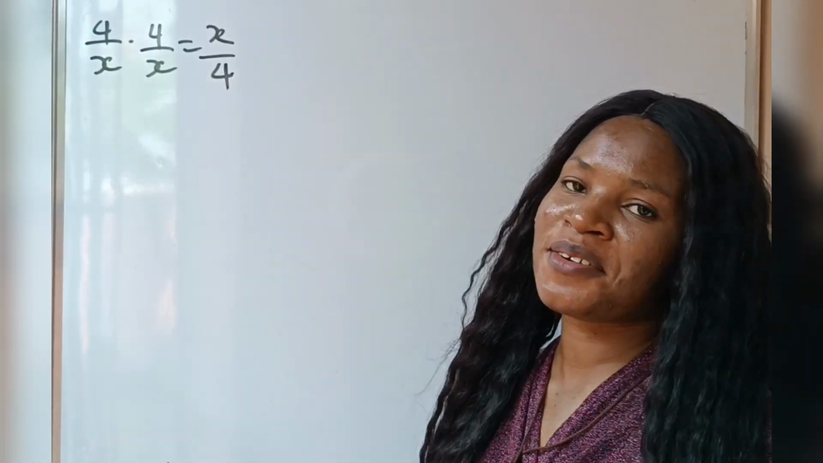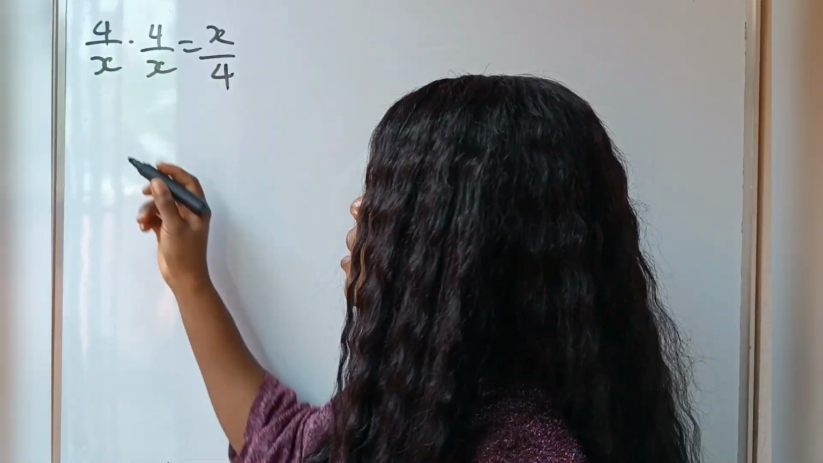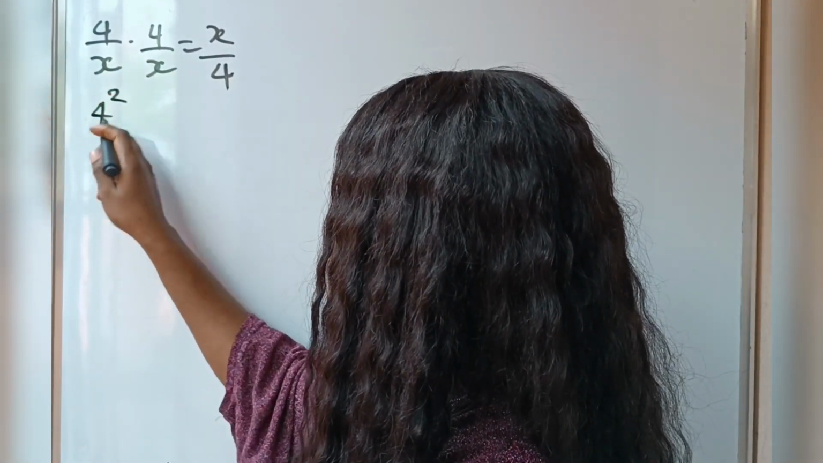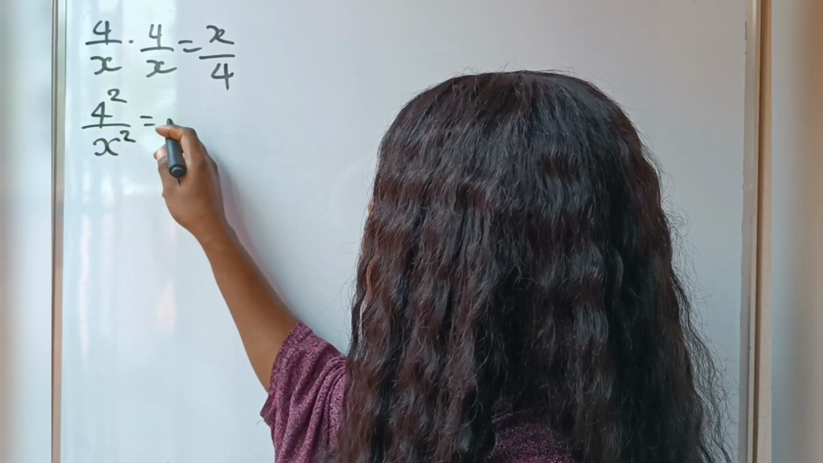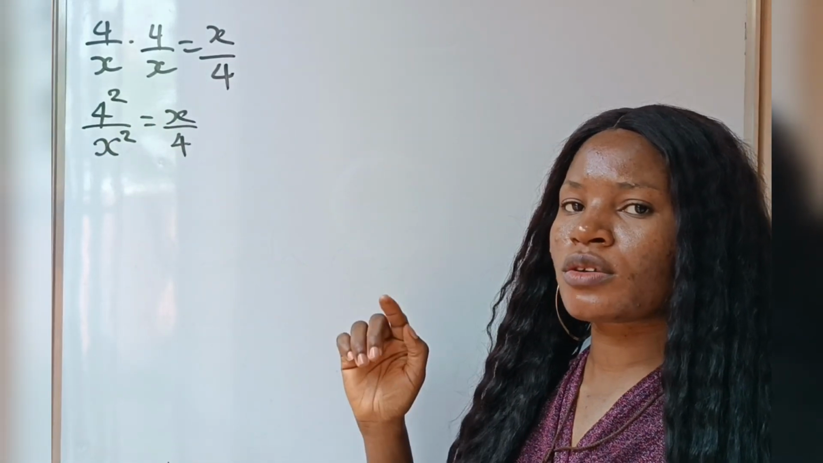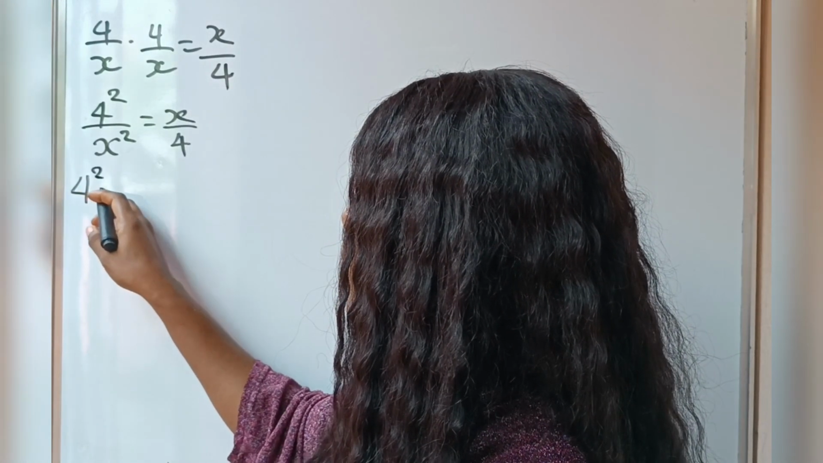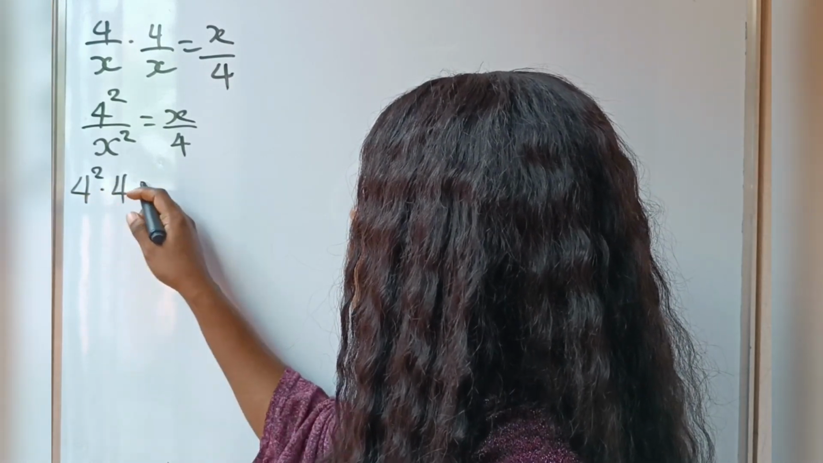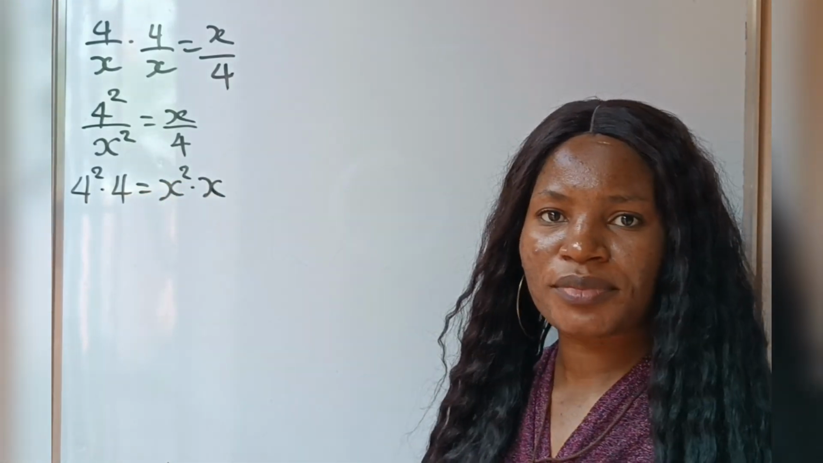Let's solve for the value of x. Okay, 4 times 4 is 4 squared. So we have 4 squared divided by x squared is equal to x divided by 4. Now, if we cross multiply, we will have 4 squared multiplied by 4 is equal to x squared multiplied by x.